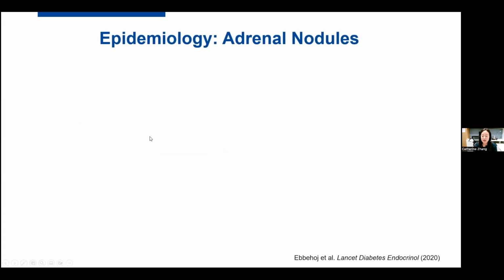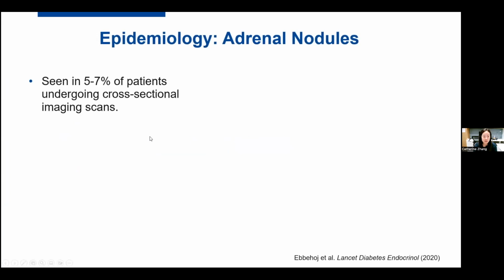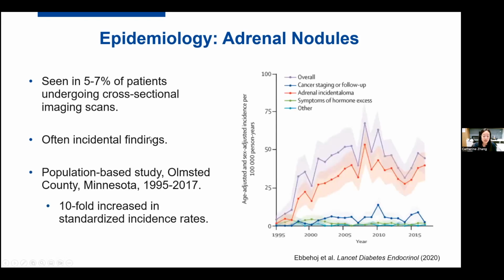So adrenal nodules themselves are fairly common. So we see them in about 5 to 7% of patients who undergo cross-sectional imaging scans that cover the belly. They're often incidental findings, so seen in people who are having imaging scans done for other reasons. And because of the increased number of imaging scans that are being performed and improved imaging techniques, we are seeing adrenal nodules in clinical practice more and more frequently these days.